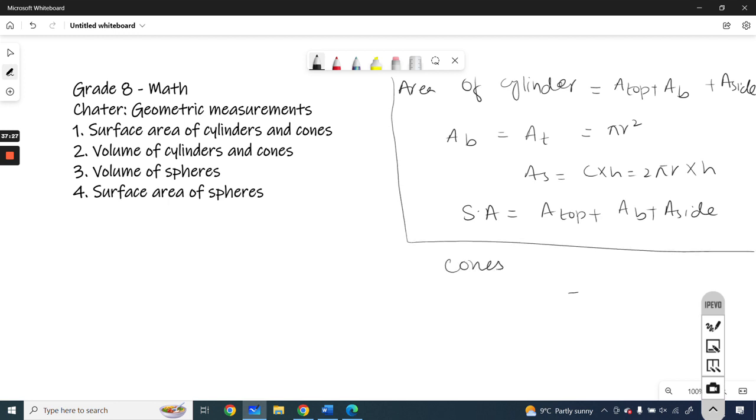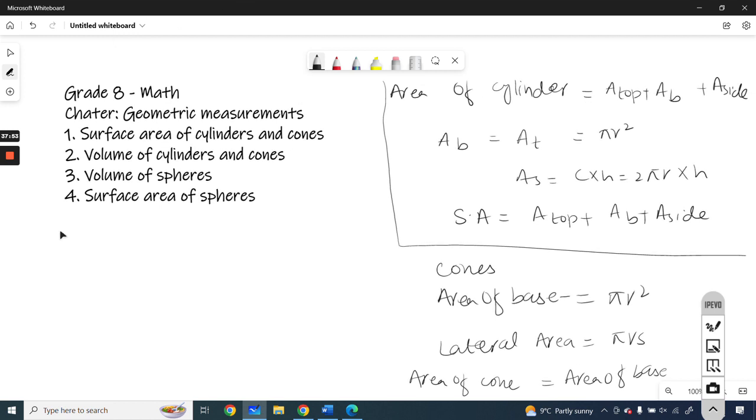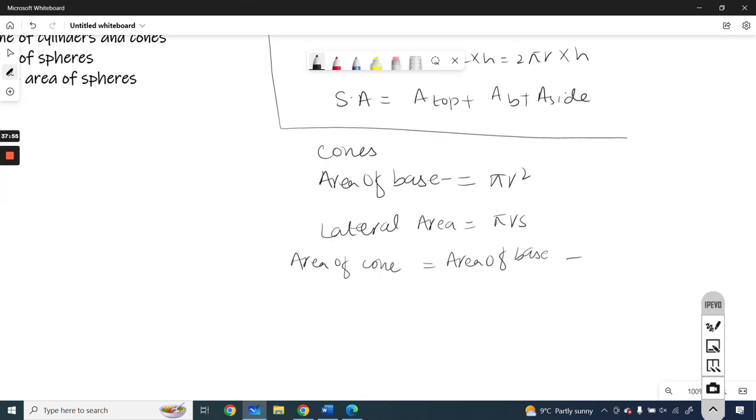Now you have to find the area of the cones. Got it? So area of the cone, you have to find the area of the base, that is pi r square. Then you have to find the lateral area, that is pi rs. And for then the area of cone, you have to add both the areas. Got it? Area of base plus the lateral area. Got it? Just add both the areas. It will be pi r square and pi rs.